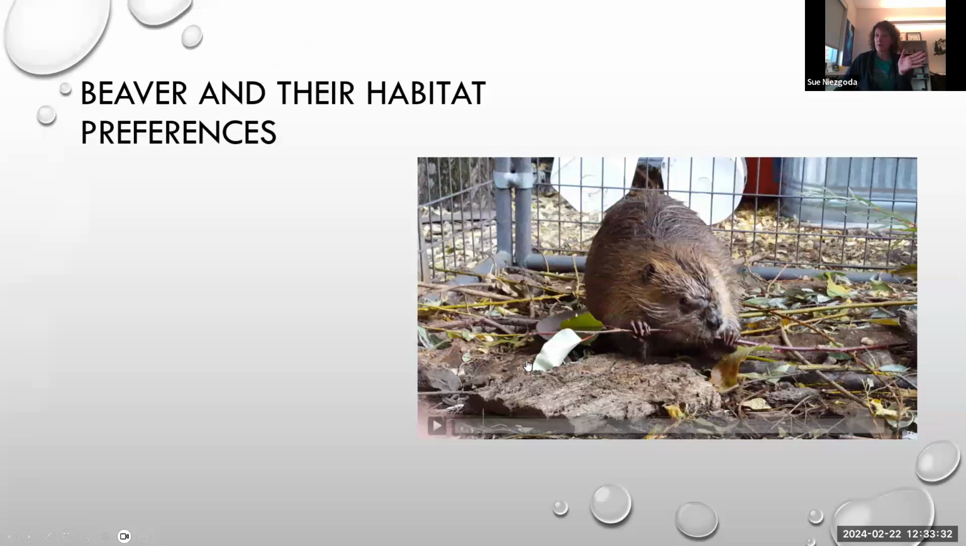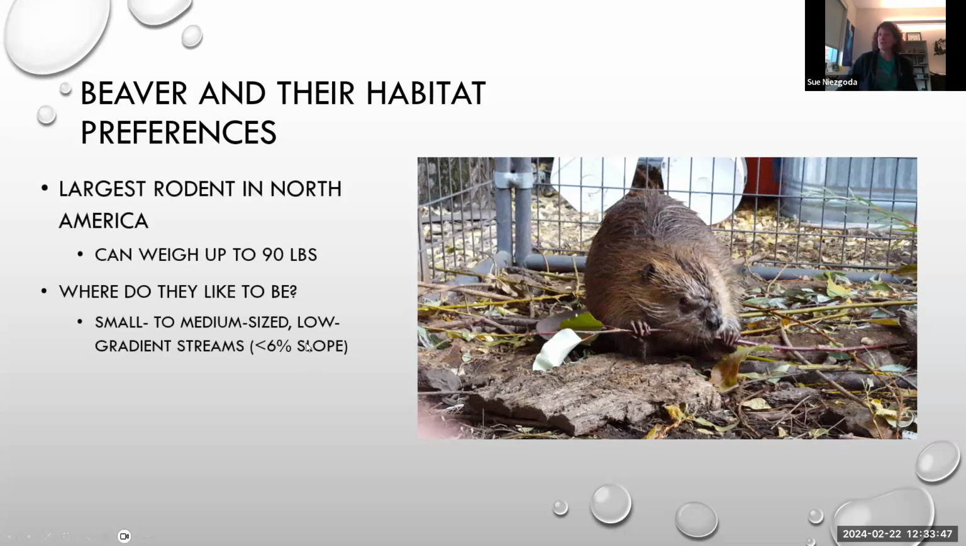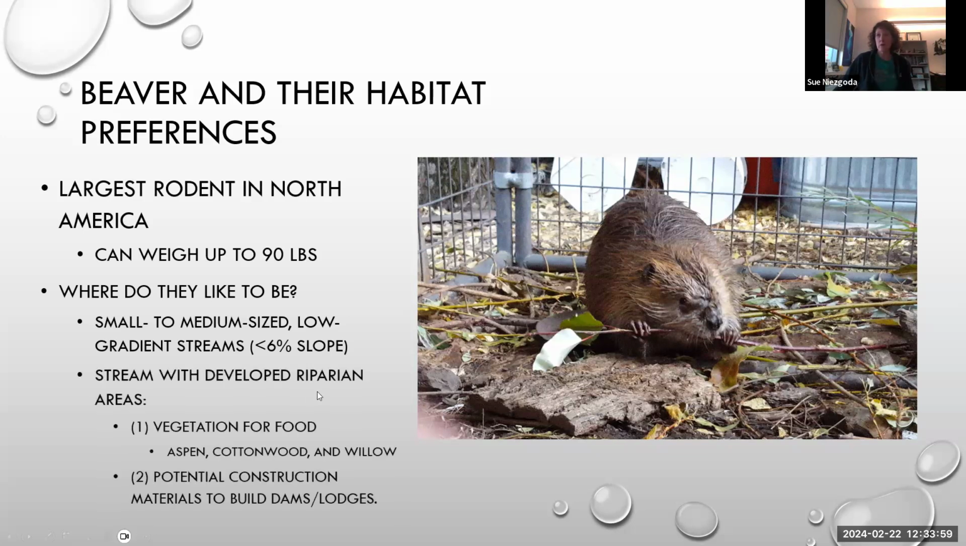So just to give some quick background, I'm sure people are familiar with beaver and particularly their dams and the benefits, but this sets the stage for why we're trying to simulate their beaver dams: because they do good things. Beaver are the largest rodent in North America. They can weigh up to 90 pounds, and they like to be in streams from small to medium size with low slopes so that the energy doesn't blow out their dams, or at least not too frequently.